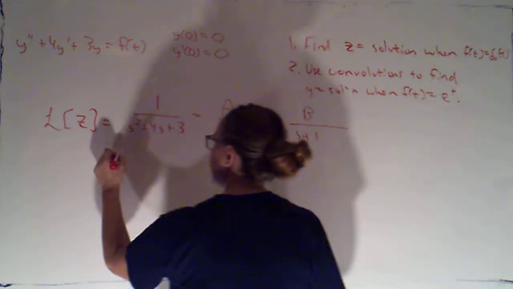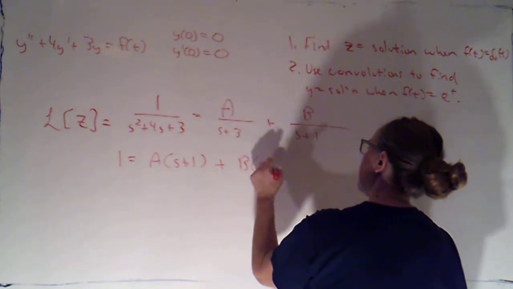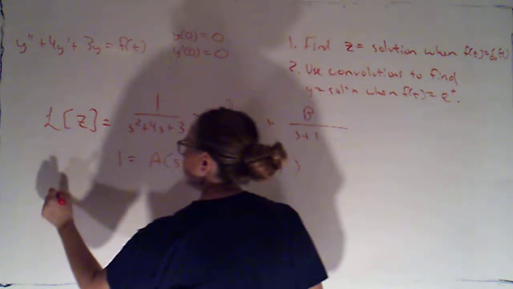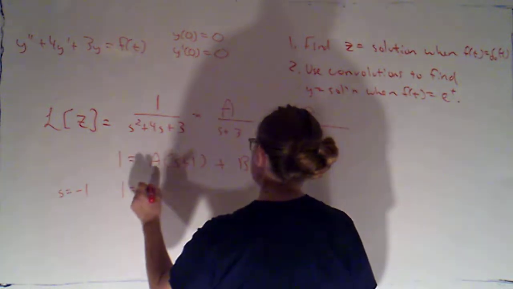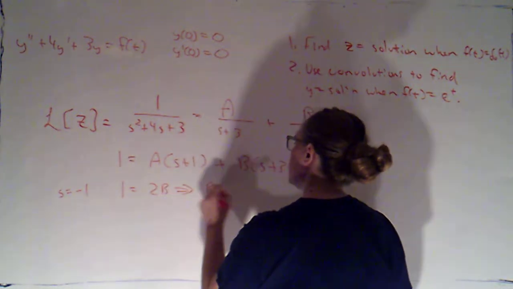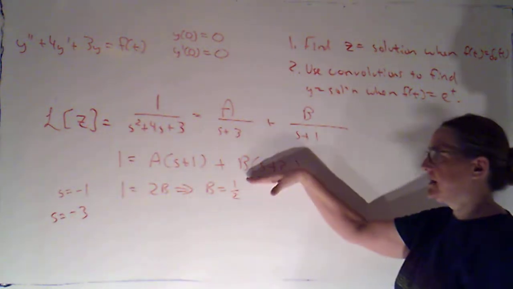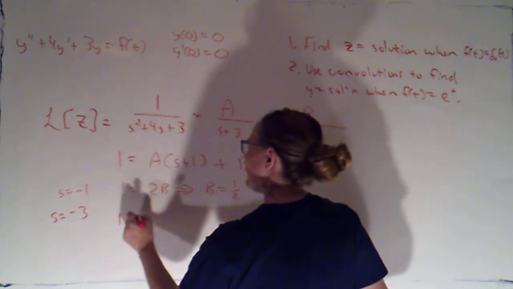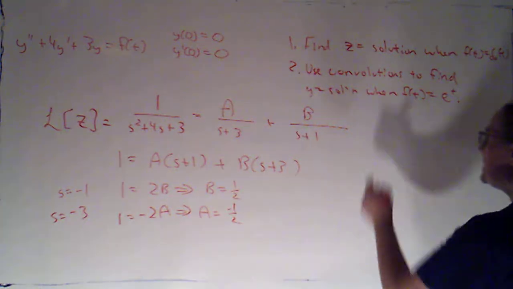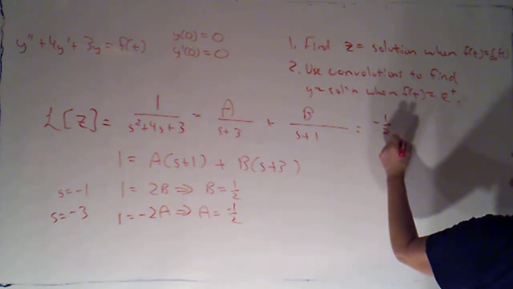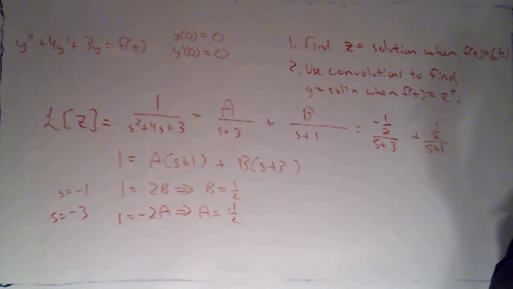Now if I clear the denominators, I'm going to get 1 is equal to a times s plus 1 plus b times s plus 3. If s is negative 1, that's going to kill off the a's. I'm going to get 1 is equal to 2b, so b is 1/2. If s is negative 3, that's going to kill off the b's. I'm going to get 1 equals negative 2a, and so a is negative 1/2. So this is negative 1/2 over s plus 3 plus 1/2 over s plus 1.